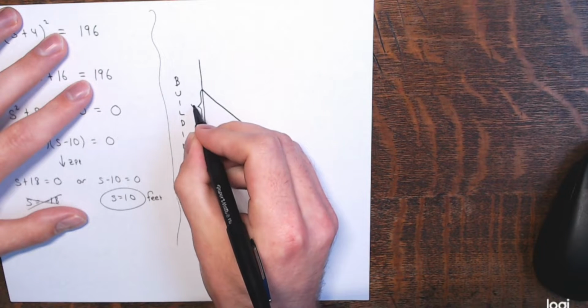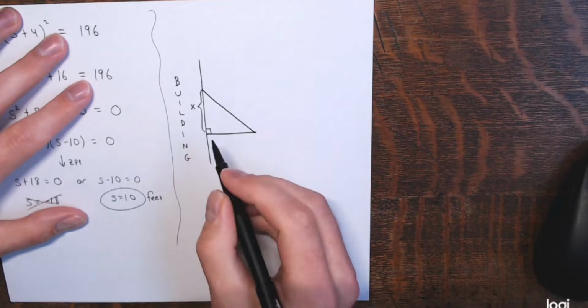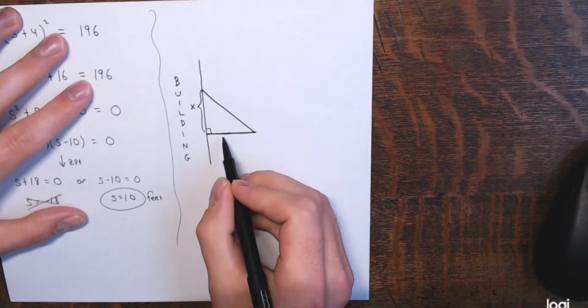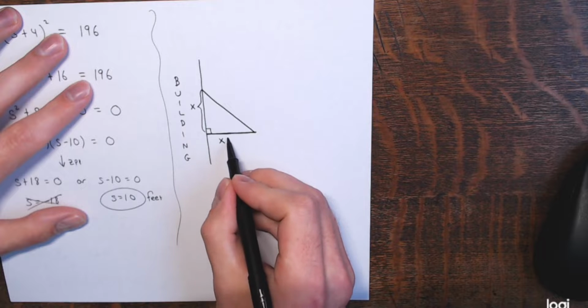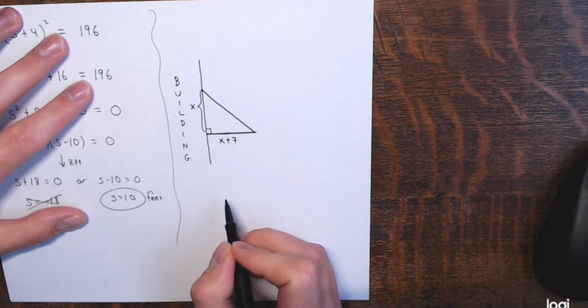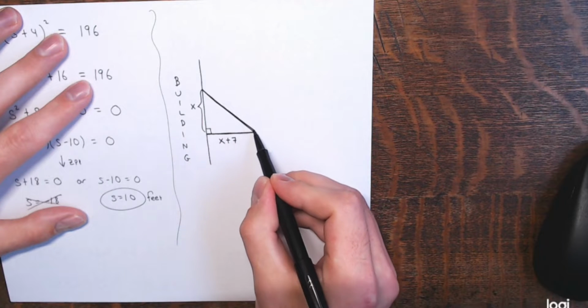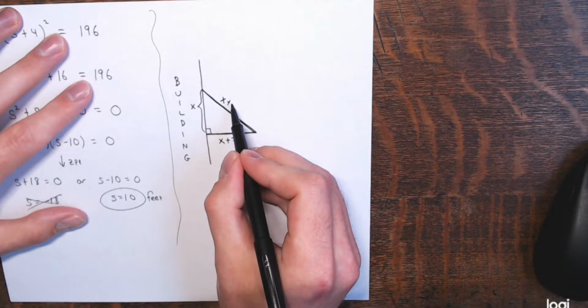I'll call that x feet. They said the other leg, the third side, is 7 feet longer than the side along the building. So this is x plus 7 feet. And then they said the hypotenuse, remember the hypotenuse is the side opposite the 90-degree angle. The hypotenuse is 9 feet longer than the side along the building, so x plus 9 feet.